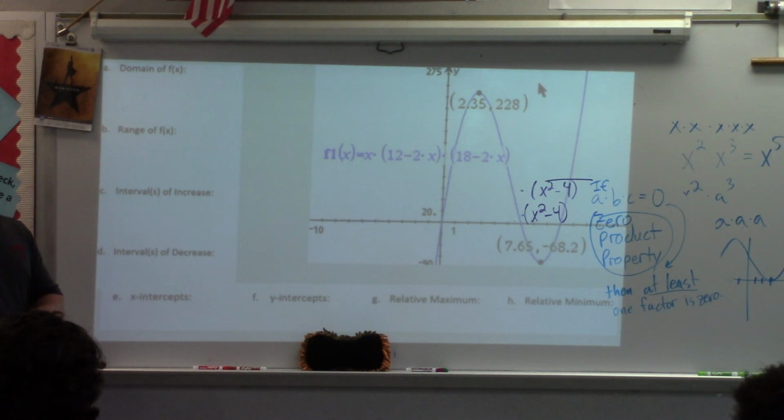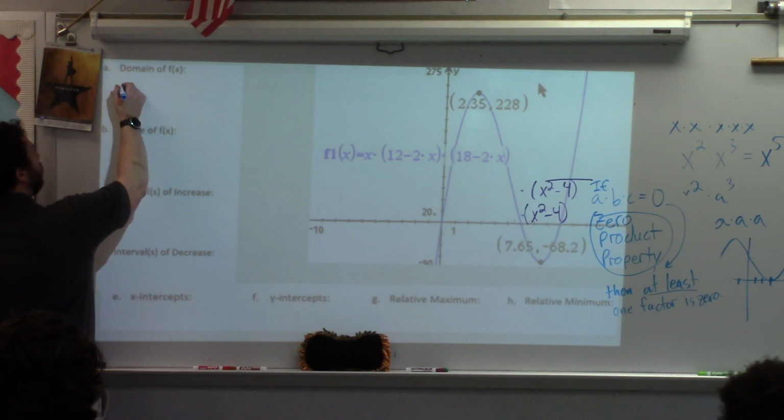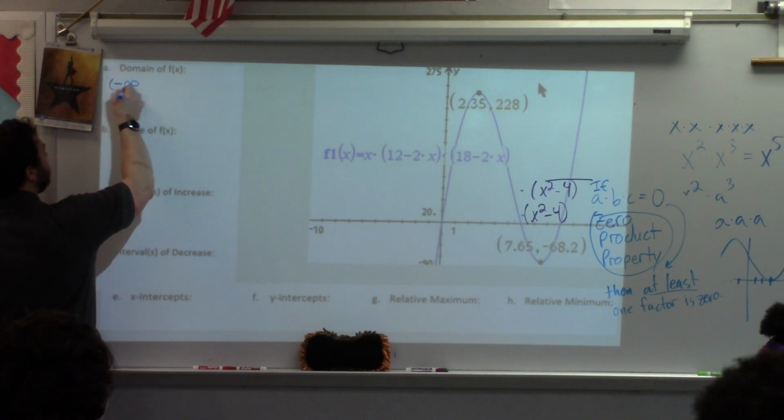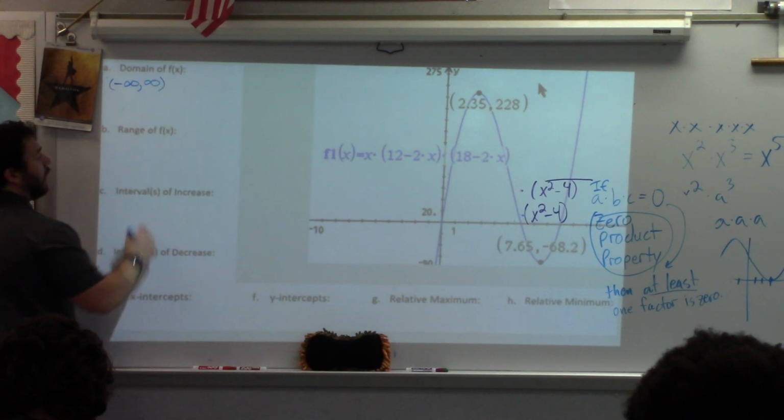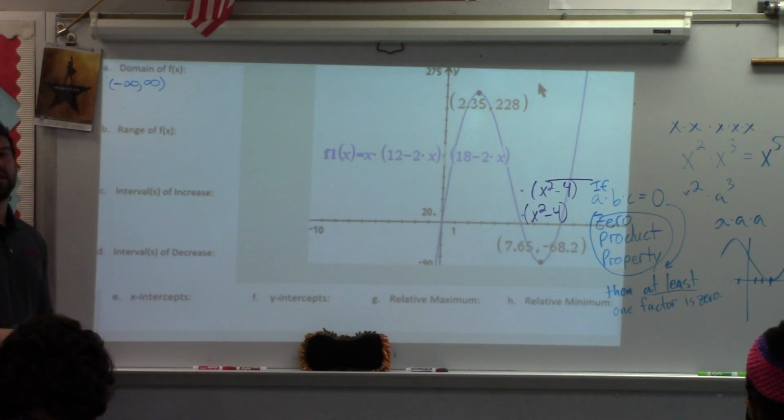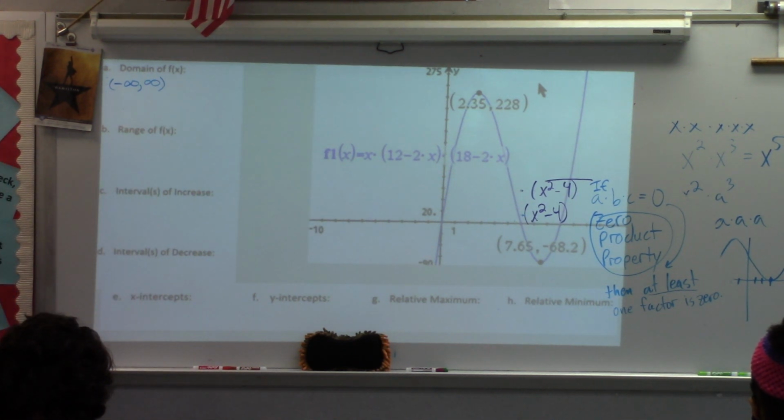It does deal with infinity sometimes. And in this problem, the domain is negative infinity to infinity. And that's how we would write it. We'll talk more about all those details in a second. But remember, the final answer is not going to help you if you don't understand why. Because that's not always the case.